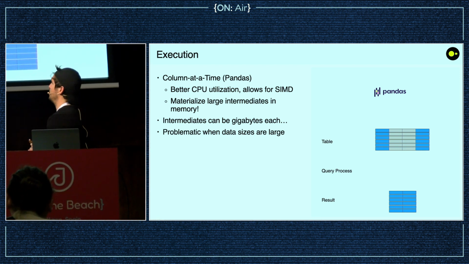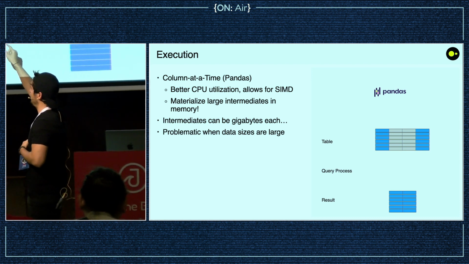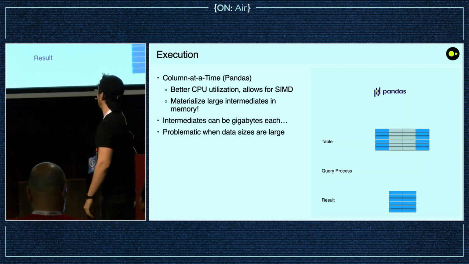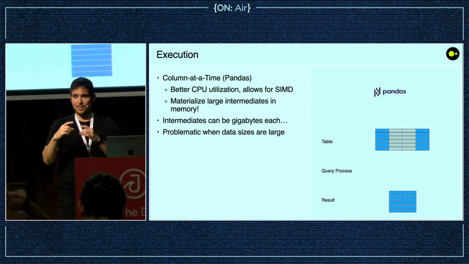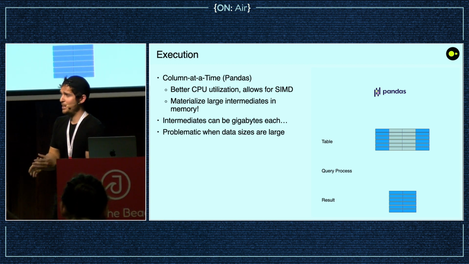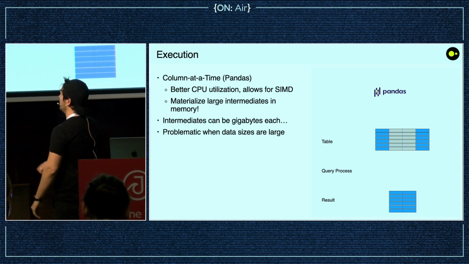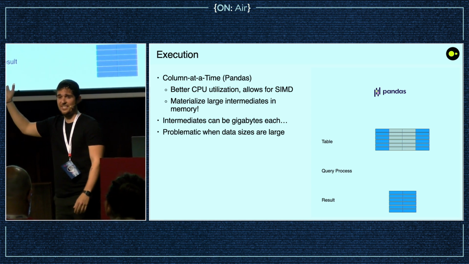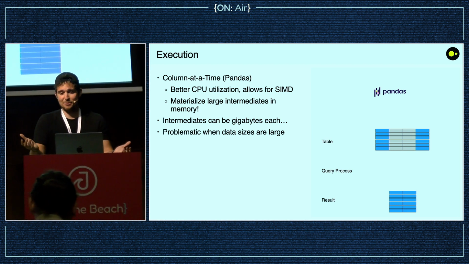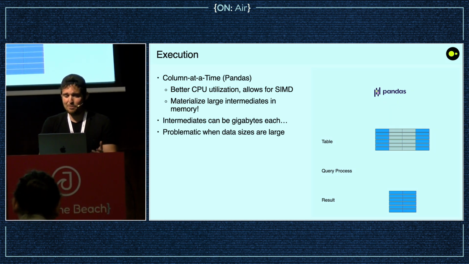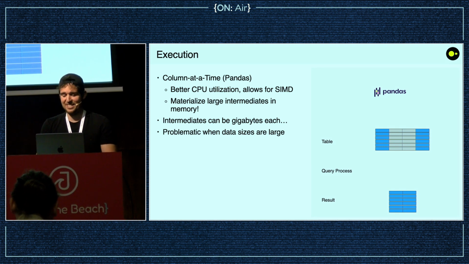It has the problem that you start materializing large intermediates in memory. So if you have to execute 1 whole column or 2 whole columns, that means they need to be in memory. And that's one of the reasons that pandas just crashes when you try to read data over memory, because it needs to be there. So it becomes very problematic when you have larger data sizes.